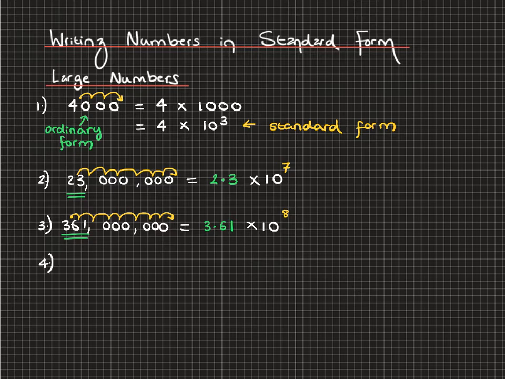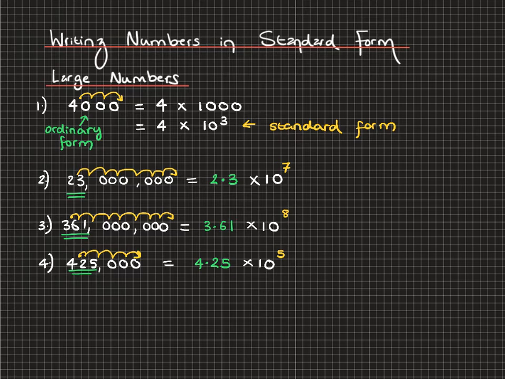Let's do another example. 425,000. Smaller number. So look at the 425 at the start. How could we base that on a number between 1 and 10? Well, 4.25. Put in your imaginary decimal point there. How many jumps? 1, 2, 3, 4, 5. So we know that we need to multiply by 10 to the power of 5.